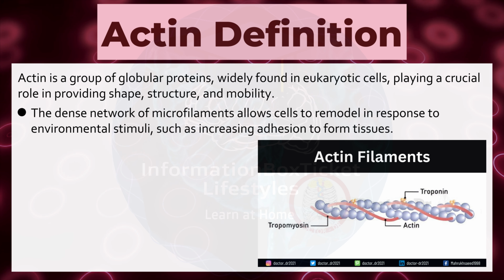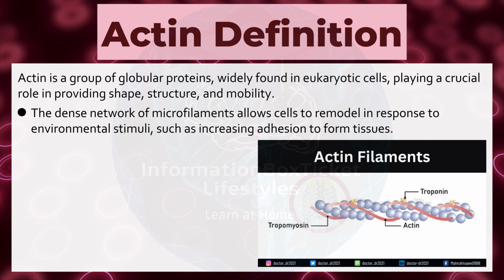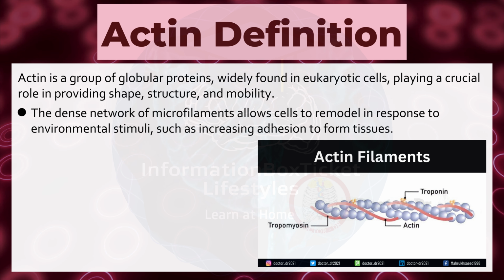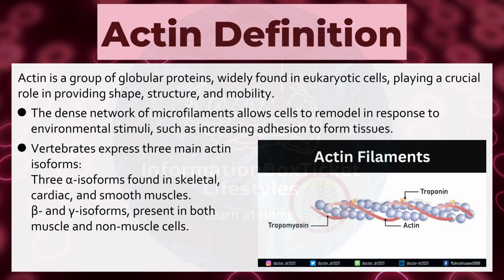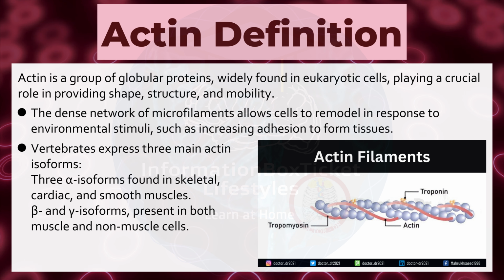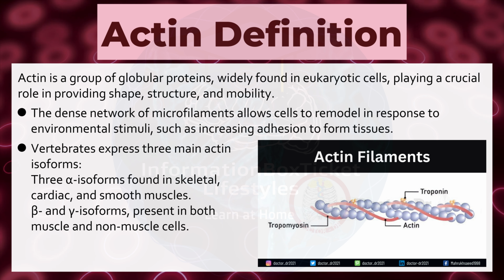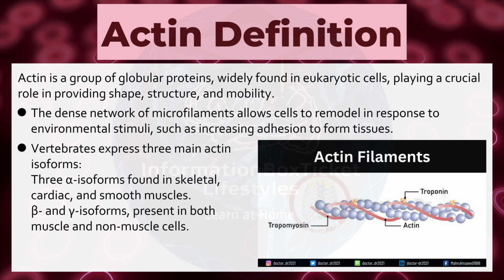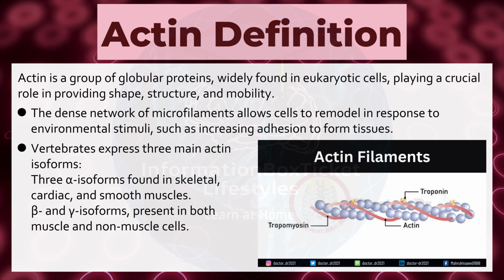The dense network of microfilaments allows cells to remodel in response to environmental stimuli, such as increasing adhesion to form tissues. Vertebrates express three main actin isoforms. Three alpha isoforms are found in skeletal, cardiac, and smooth muscles. Beta and gamma isoforms are present in both muscle and non-muscle cells.